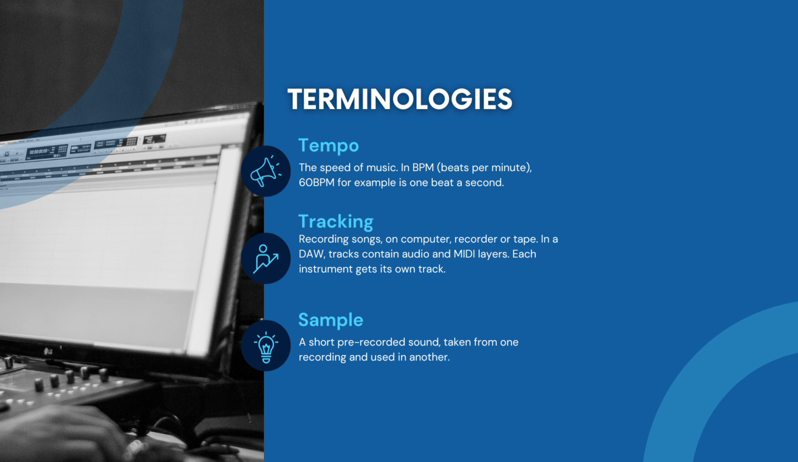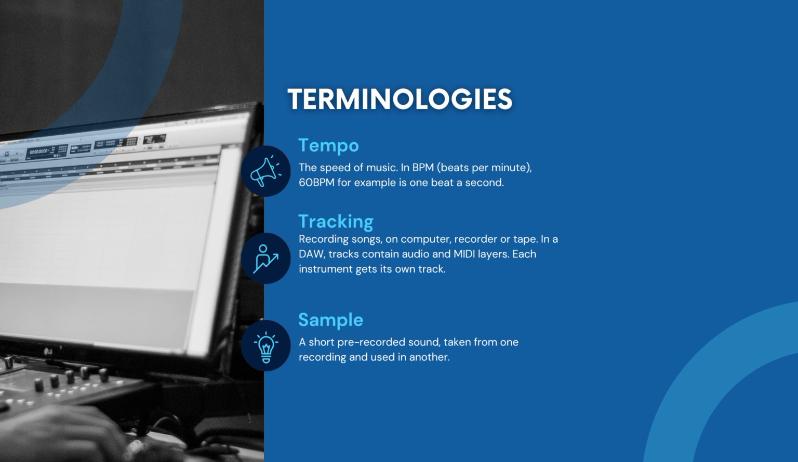Now the next term is tempo. The tempo of the music is the speed of the music. It is recorded in beats per minute. For example, 60 beats per minute, 60 BPM, is one beat a second. That is, for every second there is a beat.